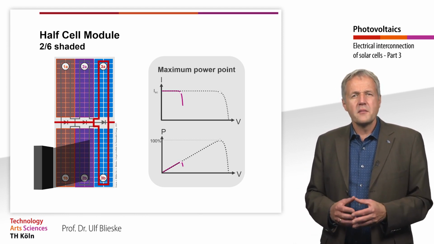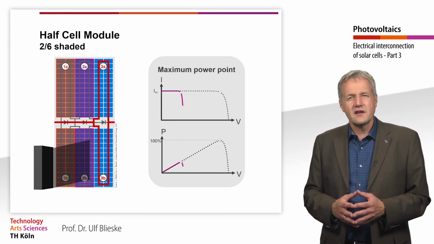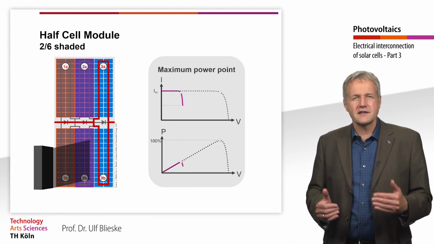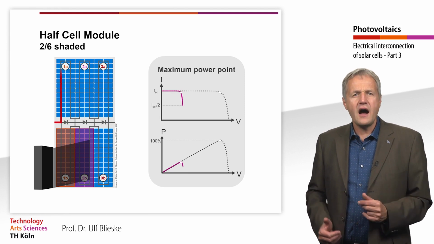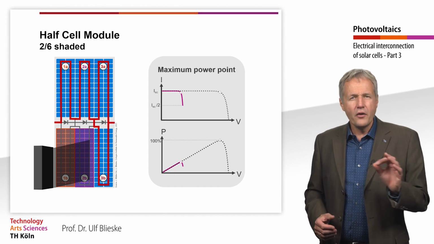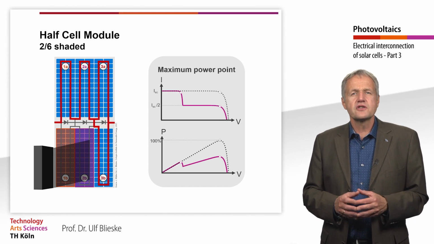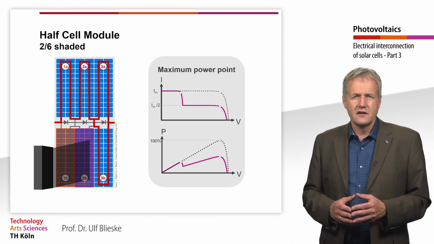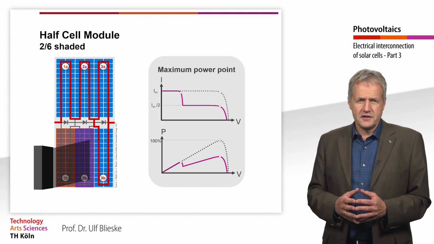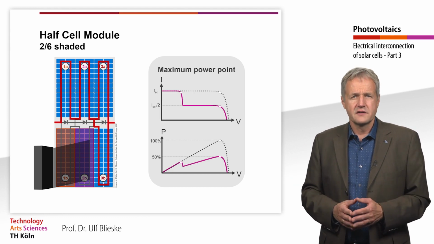This would also be the maximum possible power that a full cell module could deliver with this kind of shading. However, if the module is operated at a current below half the short circuit current, the situation changes. Now both strings 1A and 2A can contribute to the power production again. So all 3 strings are working at half the current. Thus the module power is at 50%.